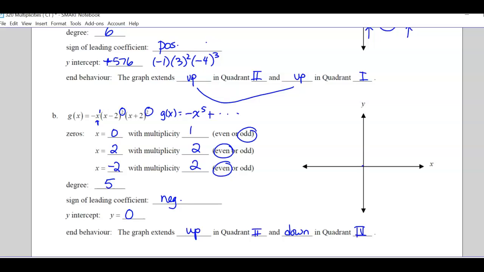Okay, so then label your x-intercepts. We're going to be negative here, and at 2, it's an even multiplicity. So we're going to want to make a U shape, then it goes straight through, and then another U shape. Should probably fix that a little bit here. There we go.